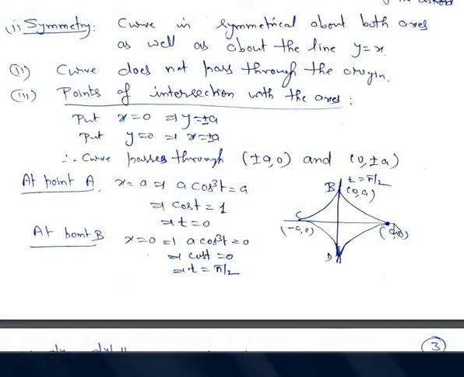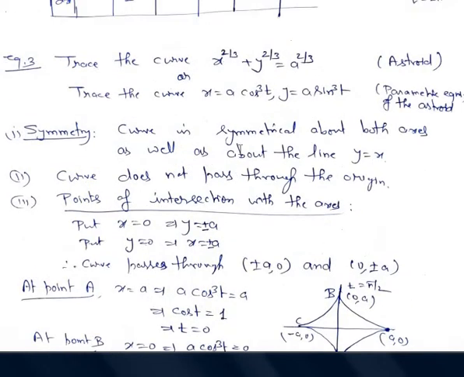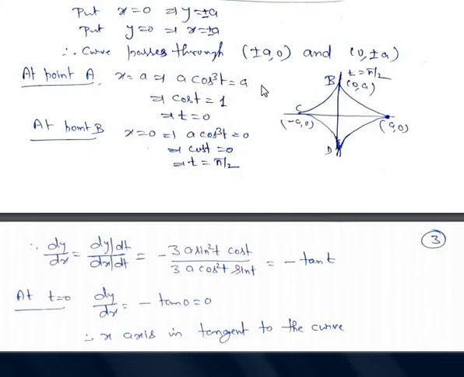At the point A, what is the x coordinate? The x coordinate is a. That means a cos³t, the value of x in parametric form, is equal to a. So cos t is 1, that means t = 0. So t is 0 at this point. Similarly, at the point B, we have x = 0, meaning a cos³t is 0, cos t is 0, that means t = π/2.